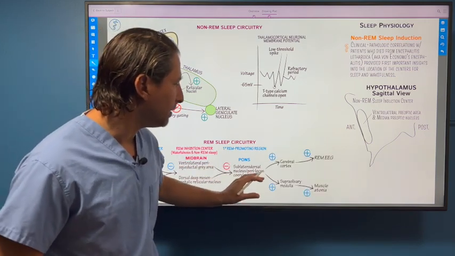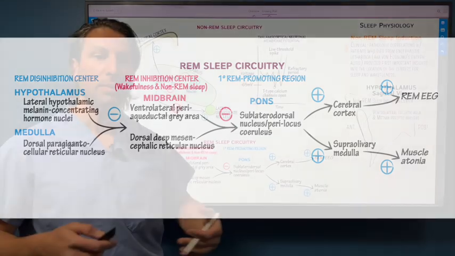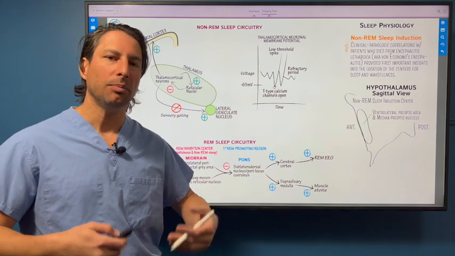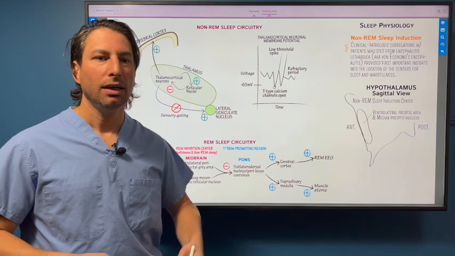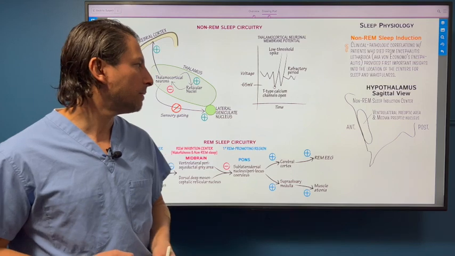And the excitation is both to the cerebral cortex, and we can see specific patterns on EEG, REM patterns on EEG. And then there's excitation of the supraolivary medulla, which causes muscle atonia. So during REM sleep, during dream sleep, we're effectively paralyzed, we're unable to move, and this helps prevent us from acting out our dreams. And there are REM sleep behavior disorders where patients do not have this muscle atonia and they do act out their dreams.